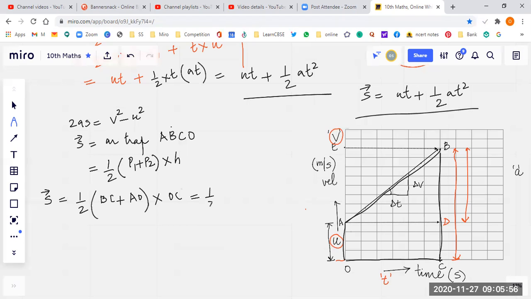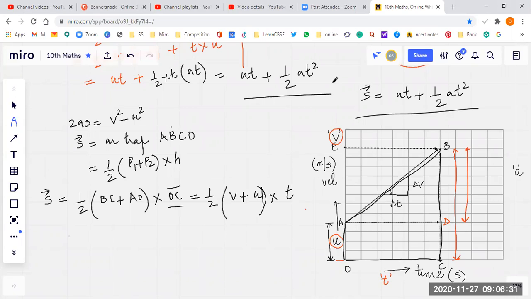Half into what is BC? Fast tell me, student, what is BC? Final velocity. Correct. Shabash. V. And what is AO? Initial velocity. U. Shabash. Very good. Very good, Pranav. Today you are doing good. Where is Falgun today? Falgun is there? Falgun is not there. Okay. So what is OC, students? OC? Time. Very good.